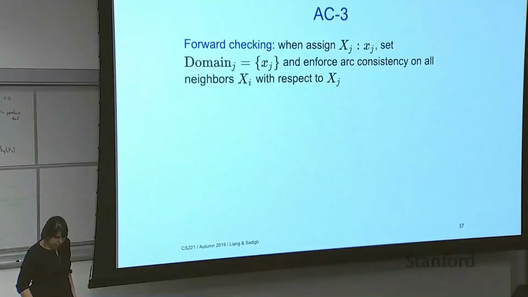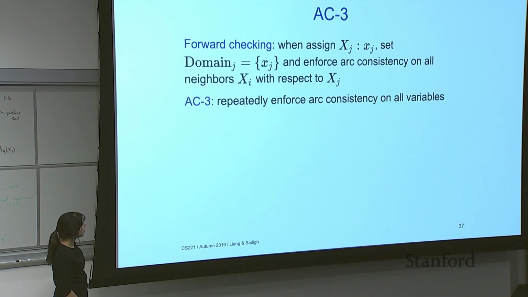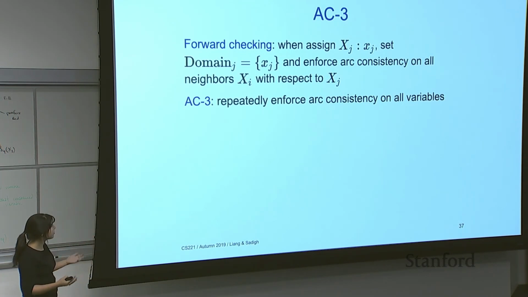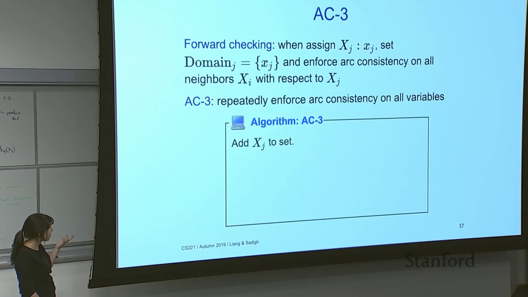All right, so forward checking is the simpler version where we're assigning xi to be equal to xj, and we are enforcing arc consistency on all the neighbors of xi with respect to xj. There are different algorithms that try to do arc consistency. The particular algorithm we're talking about in this class is called AC3. It's the most common way of doing arc consistency. And what it does is it repeatedly enforces arc consistency on all the variables. So it goes over everything pretty much.